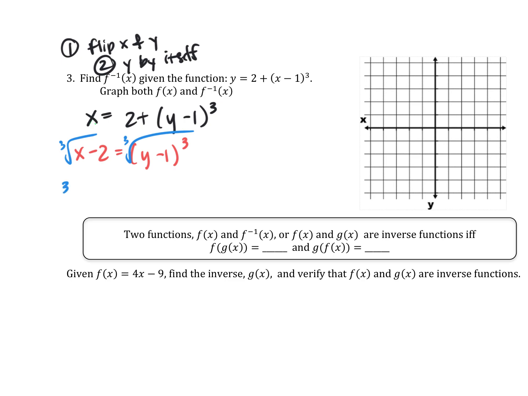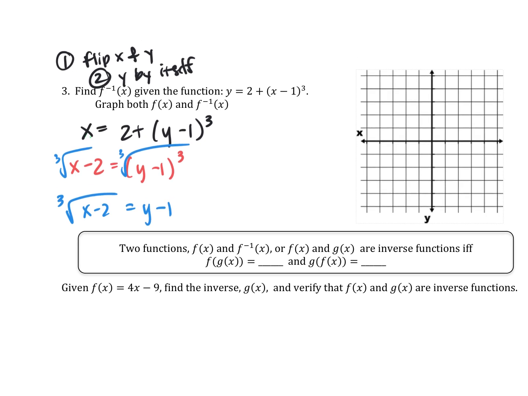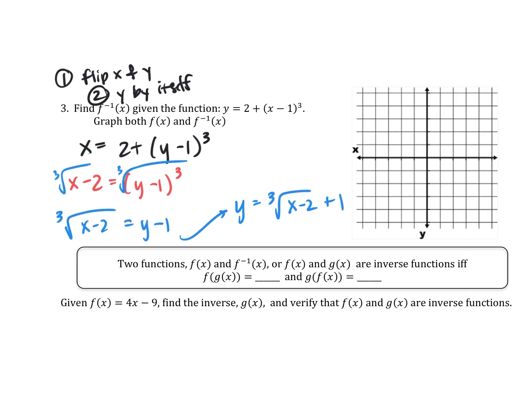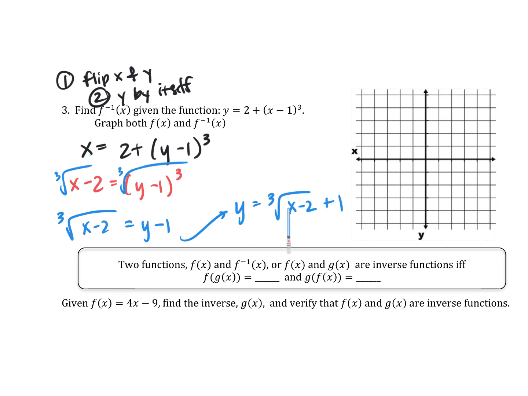Good question. Do we have to do plus or minus? We don't. Any odd function, we don't have to do plus or minus. And here's why. I'm going to give you the y. Let's get my y by itself, and then I'm going to tell you why it does not need to be plus or minus. What would be my y equals? Cube root of x minus 2. What would we do with that minus 1 to get it over there? Love it. Okay. And then we're wondering, why do we not have to do a plus or minus here?